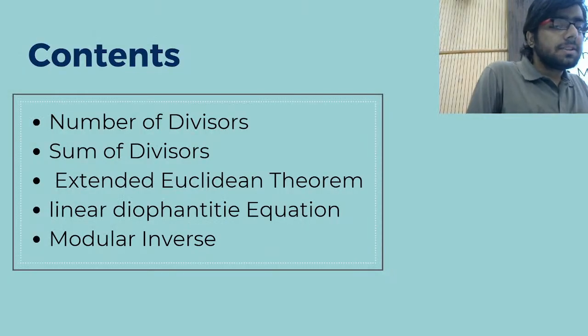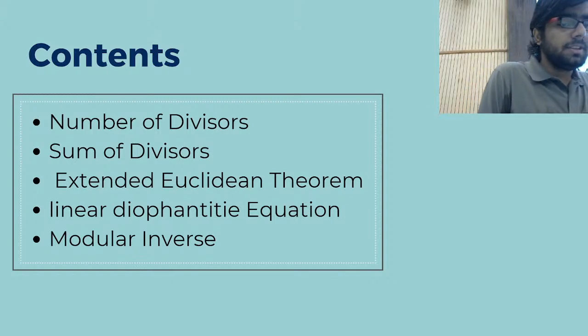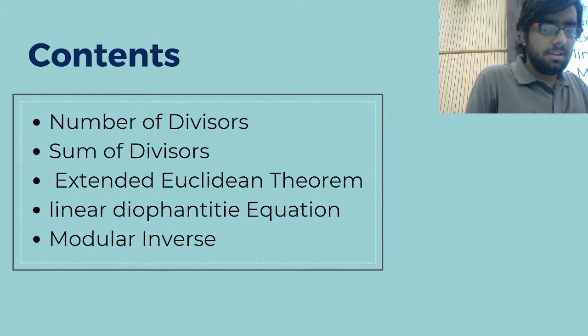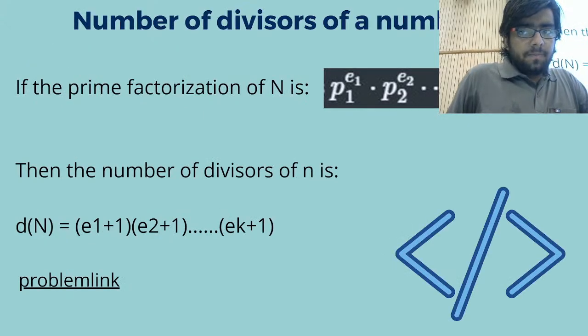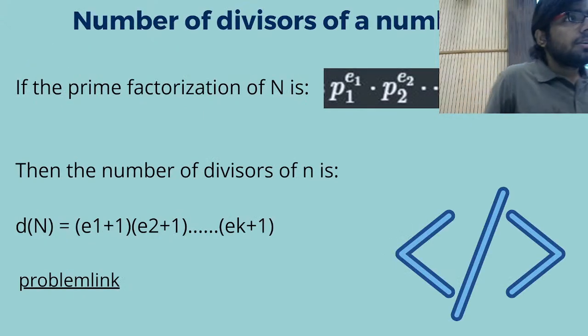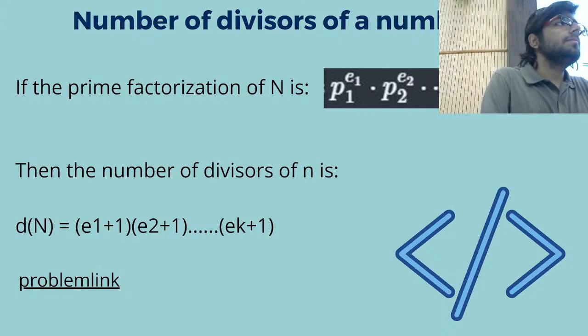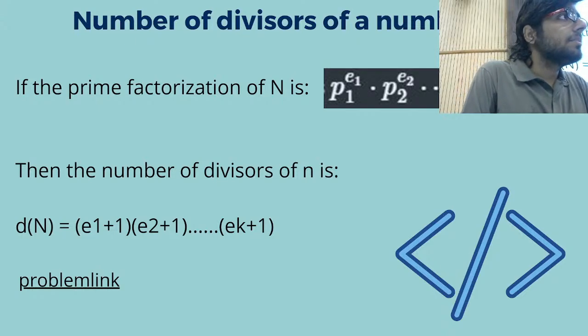So today's contents are the number of divisors, sum of divisors, extended Euclidean algorithm, linear Diophantine equations, Lucas theorem, and modulo inverse. So the question that comes is, what is the number of divisors of a given number if the prime factorization of that number is given? I guess you guys studied that in JEE, so please answer.